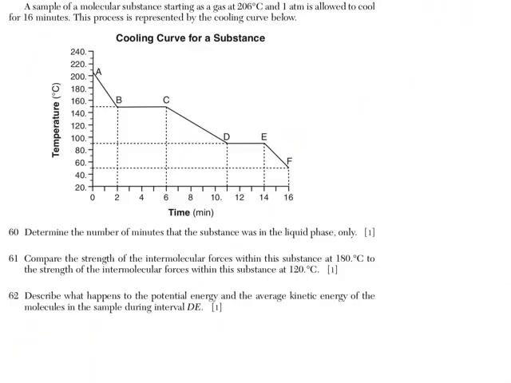Next couple of questions refer to this little cooling curve here. And the wording here is important. It says a sample of a molecular substance starting as a gas at 206 degrees Celsius and 1 atmosphere is allowed to cool for 16 minutes with the process represented by the cooling curve below. So we've got this diagram here. It tells us it starts as a gas. So I'm going to go ahead and label that, because if it tells us it starts as a gas, that's going to be important. So starting at AB, that's where it's a gas.